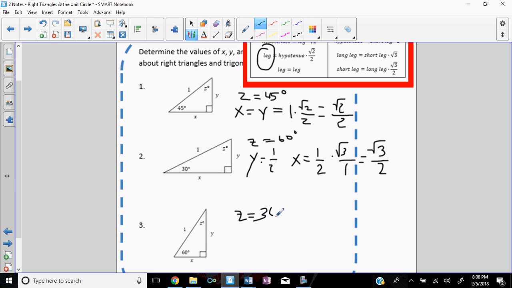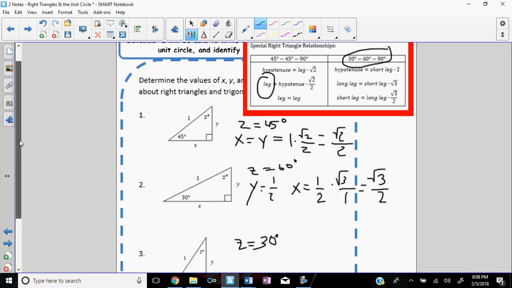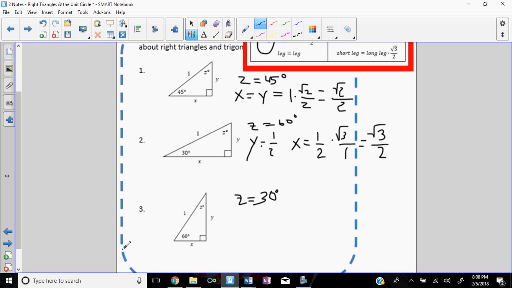And notice in this problem, we're just using degrees. We're going to go back and look at radians in a little bit as well. And so we know from that relationship, the right side of our table, that the hypotenuse is going to be the short leg times 2, or that our short leg, in this case x, is going to be half of our hypotenuse. So x must be 1/2.